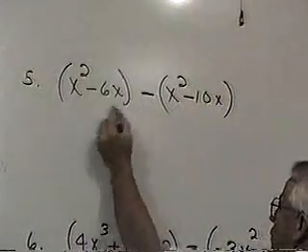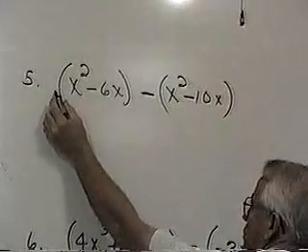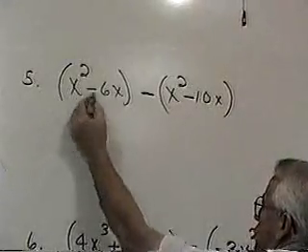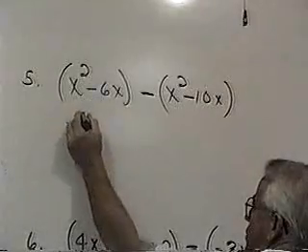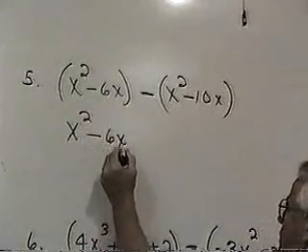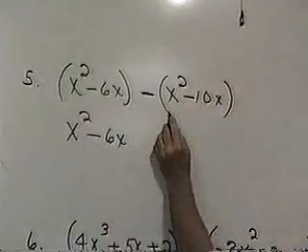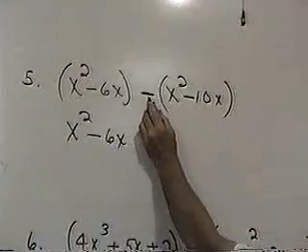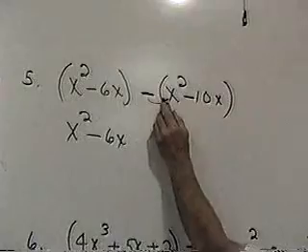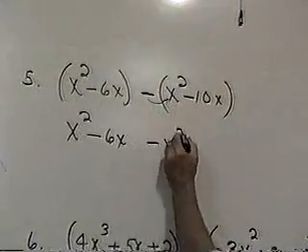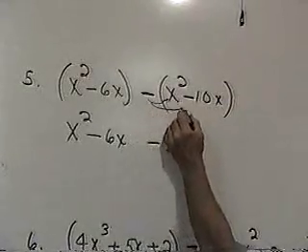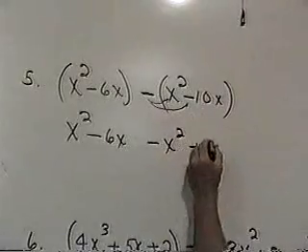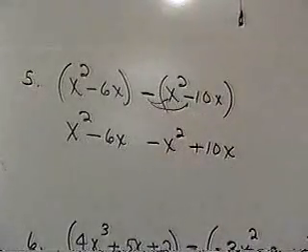All right, that's removing parentheses. What's in front of this parenthesis? Just a 1, plus 1. So removing parentheses is x squared minus 6x. Now, removing parentheses, when you have a minus out here, that's a minus 1. What is a minus times a plus x squared? That's a minus x squared. What is a minus times a minus? That's a plus 10x.